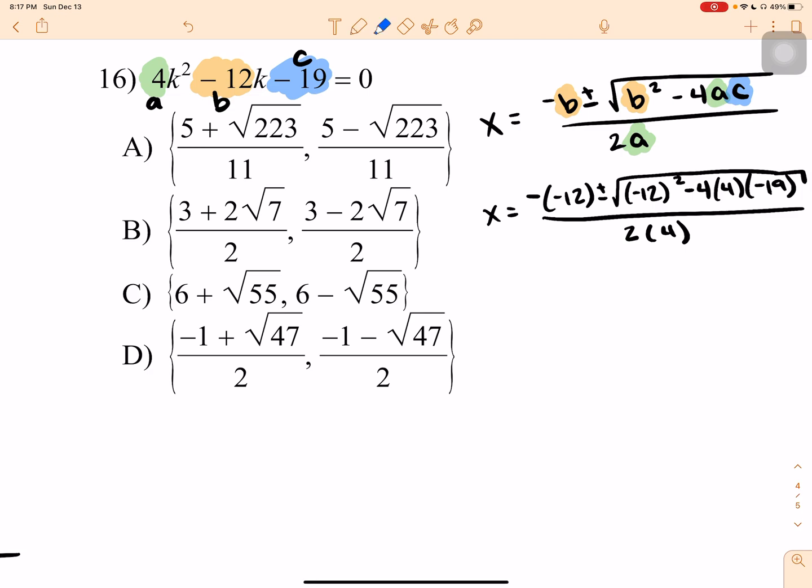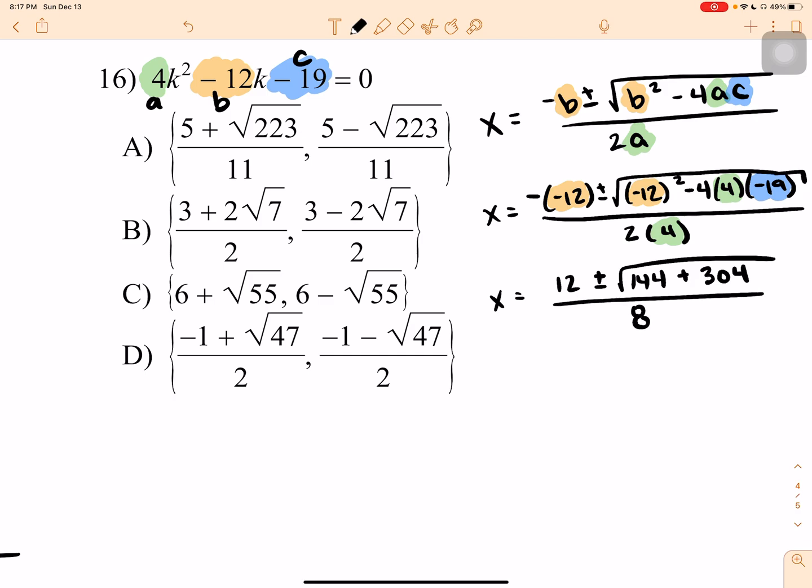So I'm going to color code again. The C was this -19. The B's were the -12s. And the A's were the +4s that I plugged in. Okay, so here I have x equals +12 plus or minus the square root of 144. And then 4 times 19 is going to be 304, and it's going to be a positive because I had -4 times -19 there, all over 8. 2 times 4 is 8.